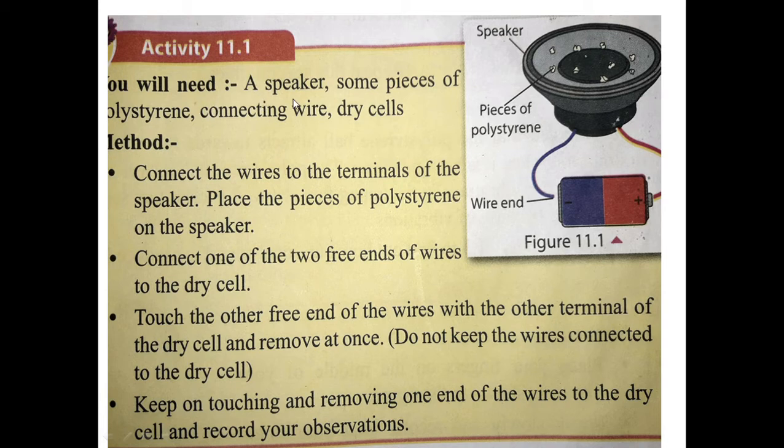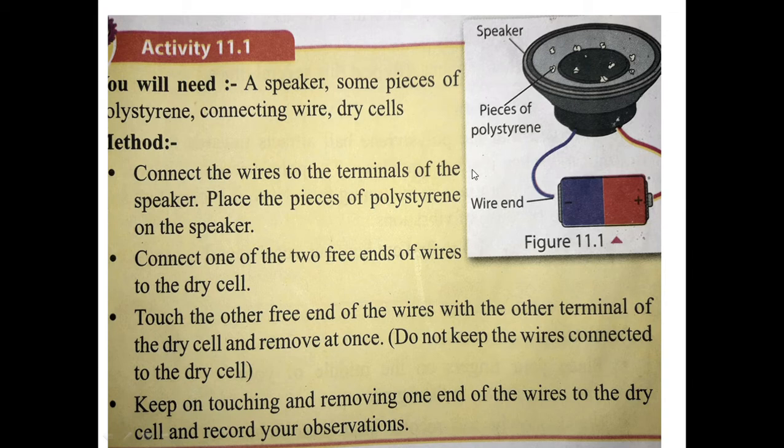You need a speaker. You can take a speaker from a broken radio, a small speaker, some pieces of thermocol balls, connecting wire, dry cells. Method: connect the wires to the terminals of the speaker. These are the terminals of the speaker. Place the pieces of thermocol balls on the speaker. Connect one of the two free ends of wires to the dry cell, like this. Touch the other free end of the wires with the terminals of the dry cell and remove at once. Do not keep the wires connected to the dry cell. Keep on touching and removing one end of the wires to the dry cell and record your observations.